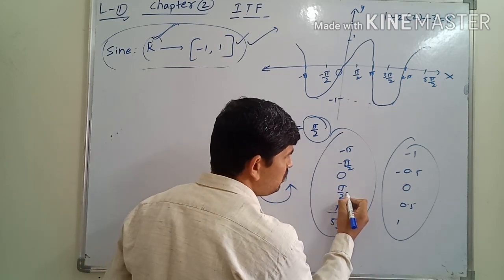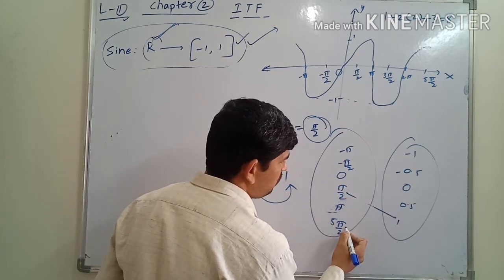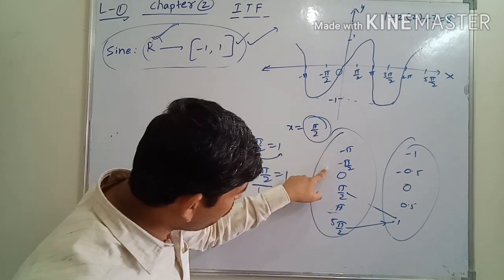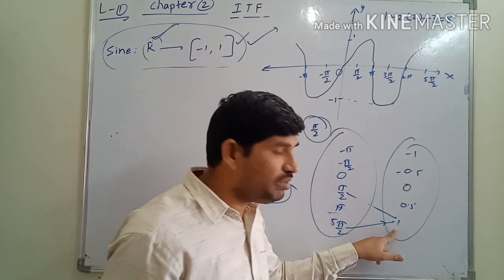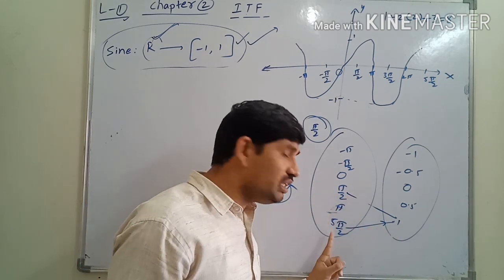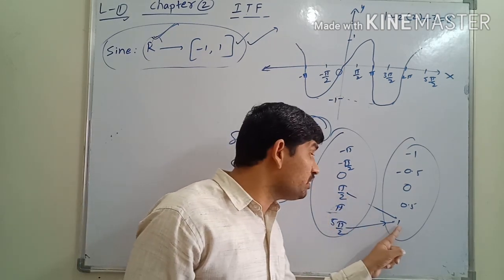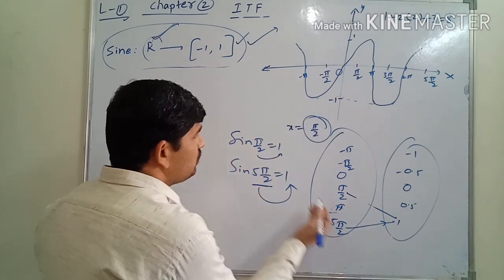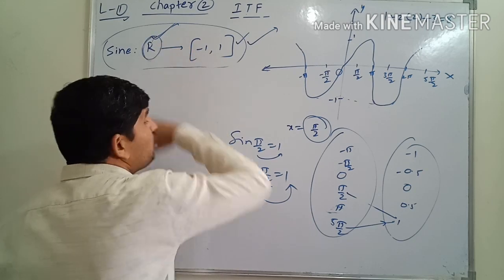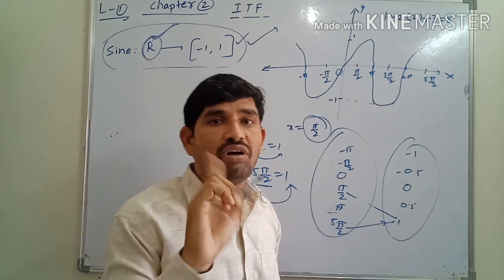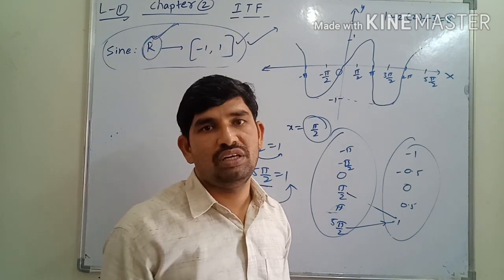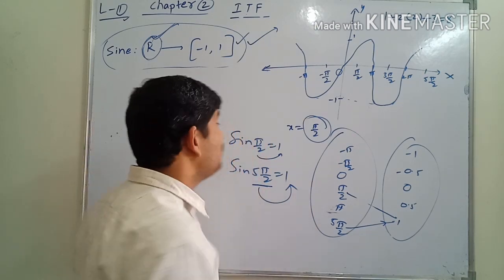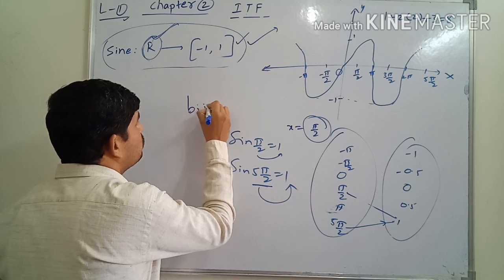Sine of pi by 2 has value 1, and sine of 5 pi by 2 also has value 1. See, different elements have the same image. Pi by 2 is different from 5 pi by 2 but has the same image, that is 1. This means the sine function with respect to the domain R is not a 1-1 function.